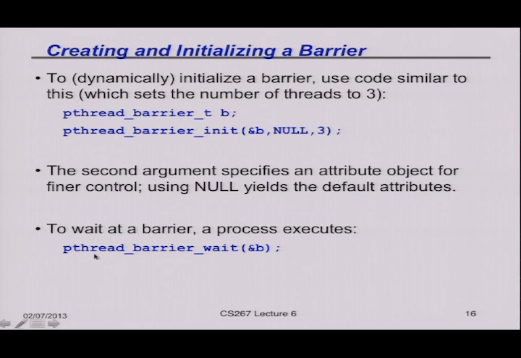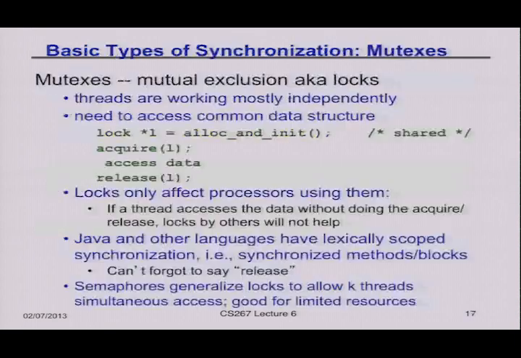And so how do you actually spell wait at the barrier? You call a wait function, and you give it the name of the barrier that you're waiting for. So that's the most simple kind of synchronization.